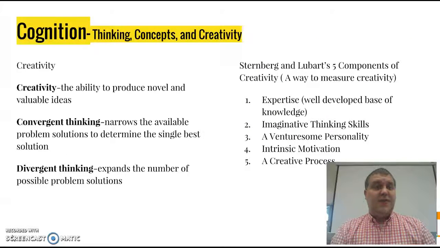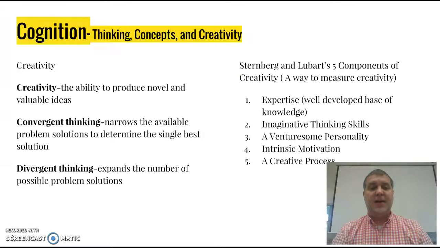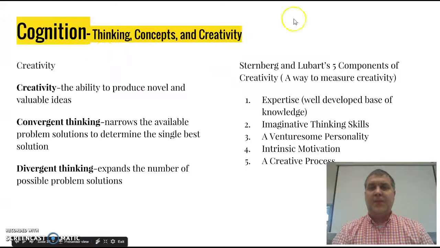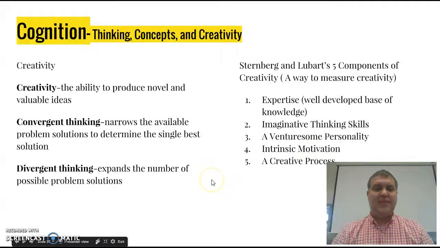Creativity is really nice because it is the ability to produce novel and valuable ideas. You do have convergent thinking, which narrows the available problem solutions to determine the single best solution. So we're going to find out what is the single best thing for us to do. Divergent thinking expands the number of possible solutions. Sternberg and Lubart's five components of creativity. A measure of creativity is expertise, imaginative thinking skills, venturesome personality, intrinsic motivation, and a creative process in general.